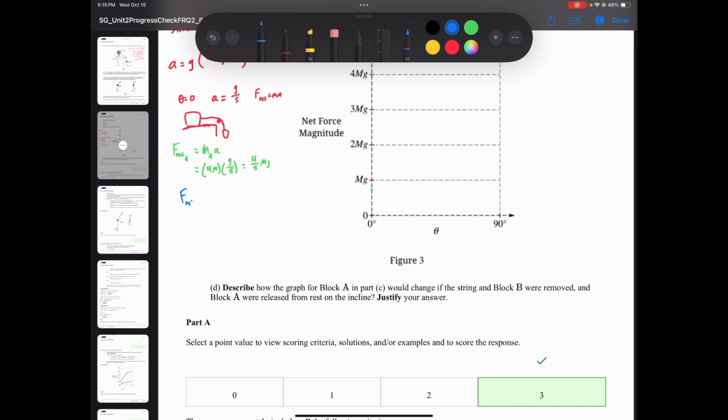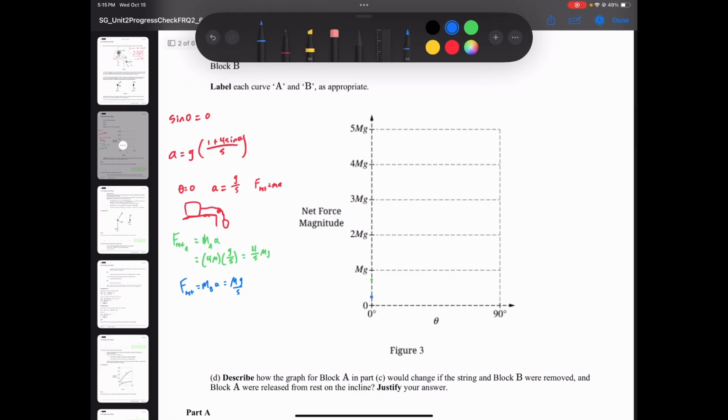The net force acting on B is equal to the mass of B times a. So it's just going to be m times g over 5. All right, so I'm going to put that right around here. That's the initial net force acting on object B.